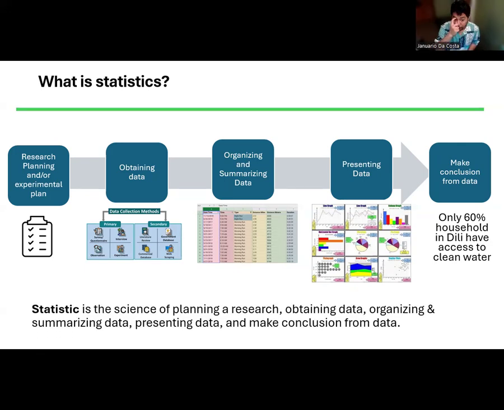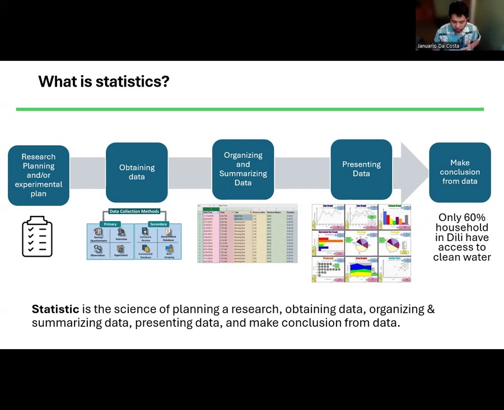So next, basically the formal definition of statistics: statistics is the science of planning and research, obtaining data, organizing and summarizing data, presenting data, and making conclusions from data. Okay, so that's the definition of statistics. When people ask you, hey, what is statistics? That's what you should answer. Statistics is the science of planning and research, obtaining data, organizing and summarizing data, presenting data, and making conclusions from data.